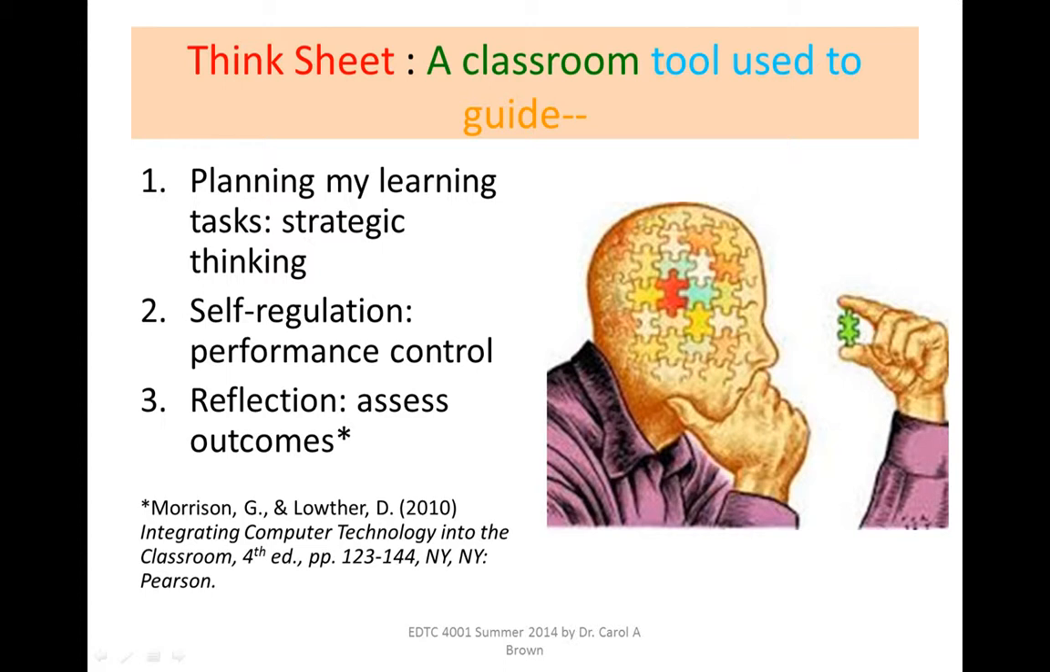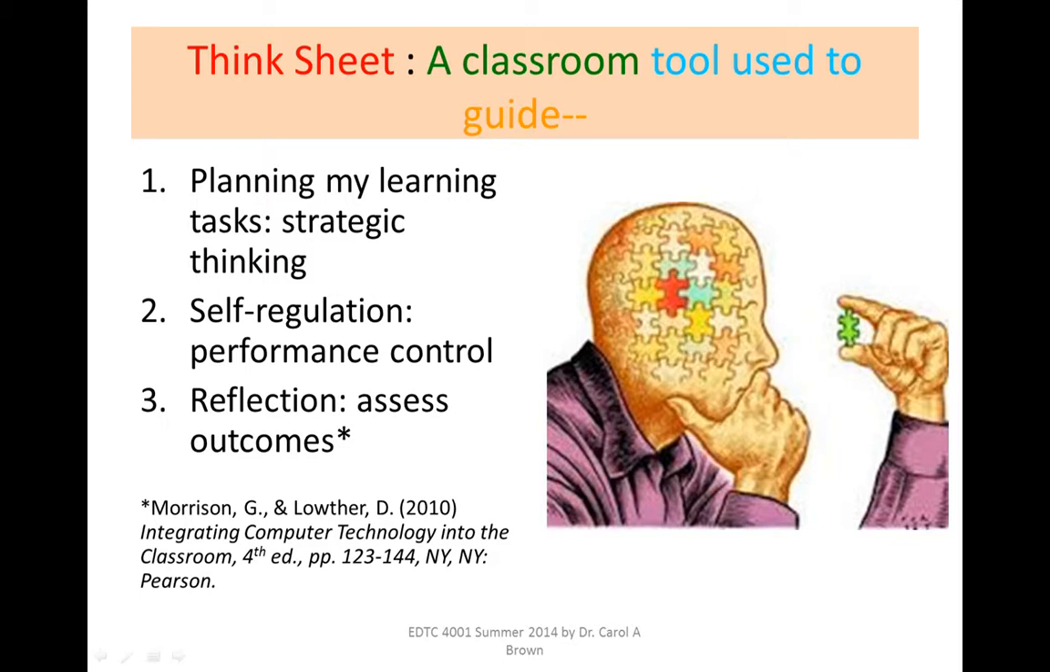I'm putting emphasis on this because I know how valuable Think Sheets are. So, the kinds of things that are used as a tool in the classroom: planning tasks, strategic thinking. That means, what do I need to do? What do my students need to learn? What do I need to do to plan for it? What resources do I need? How do I evaluate outcomes? That's a kind of strategic thinking. And putting that in a chart or just even an outline, that's the type of Think Sheet.